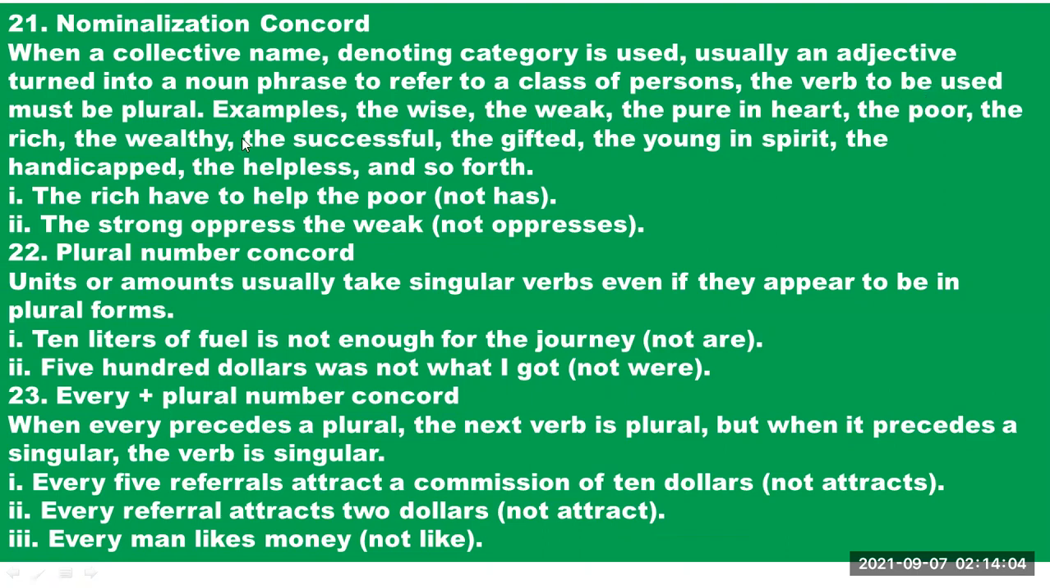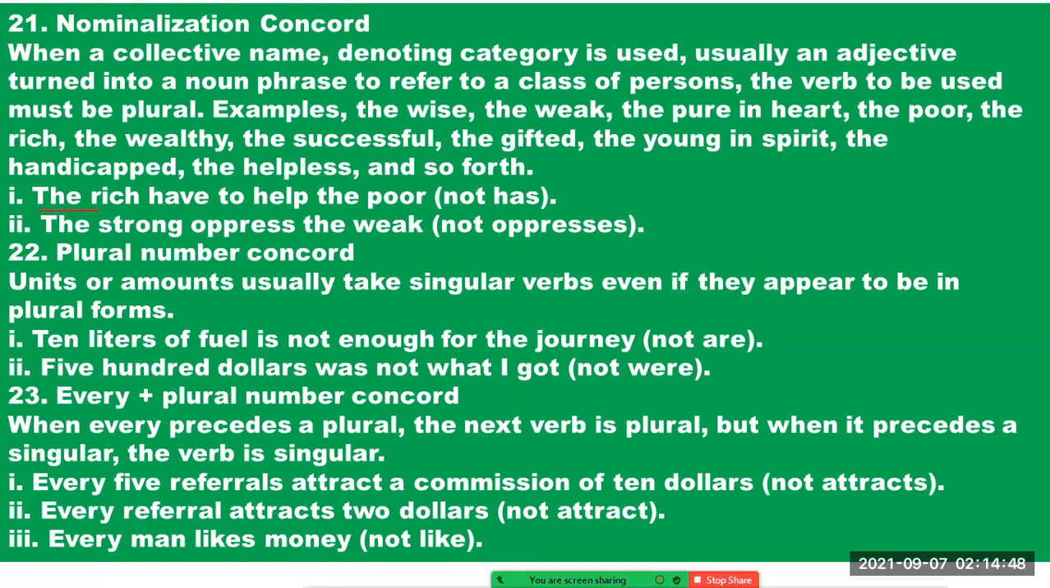The poor, the rich also cry, not the rich also cries. So you can see that such expressions are always regarded as plural subjects. The wealthy, the successful, the gifted, the young in spirit, the handicapped, the helpless, and so forth, they all take plural verbs. Let's look at two examples. The rich have to help the poor, have, not has. The strong oppress the weak, not oppresses, because the strong is a plural subject.